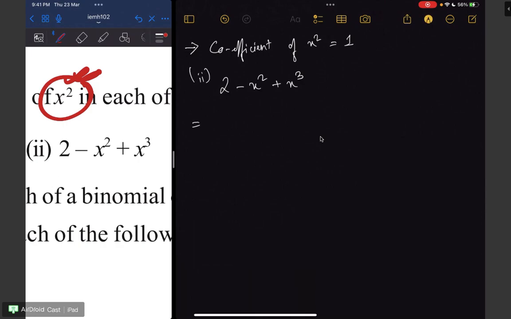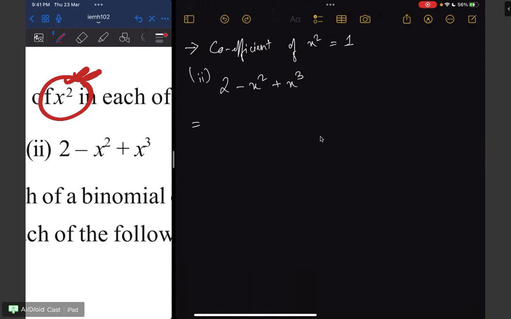So what you will do? You will hide x square with your hand. So if I hide x square here, what I am seeing in this particular term is nothing, but the minus symbol is there. Therefore the coefficient of x square in this term is how much? It is minus 1. So if in that particular term a minus symbol is there, we need to put a minus symbol before writing the coefficient.